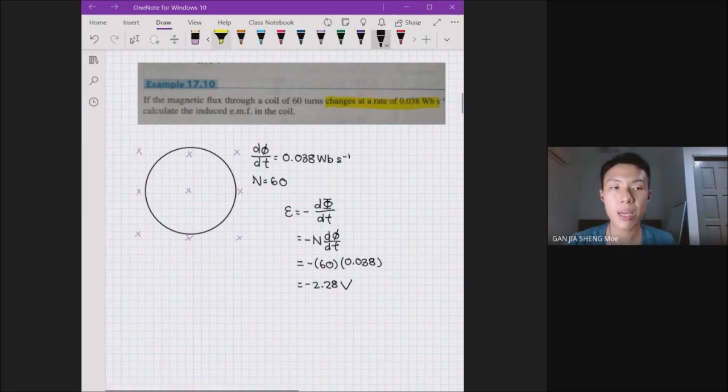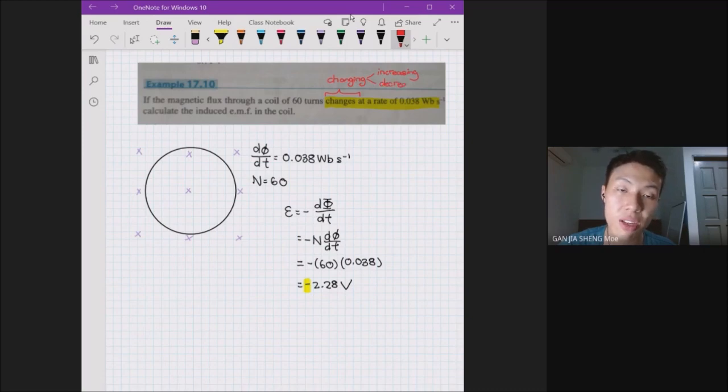Before that, I mentioned that the sign over here will allow us to determine the direction of the induced EMF and the direction of the induced current. Okay, but in this situation here, the sign will be useless. Technically, what you are doing is you are calculating the magnitude of the induced EMF only. You cannot determine the direction of the induced EMF. Why? Because in this question over here, they just say the magnetic flux is changing. But changing doesn't tell you whether it's increasing or it's decreasing.